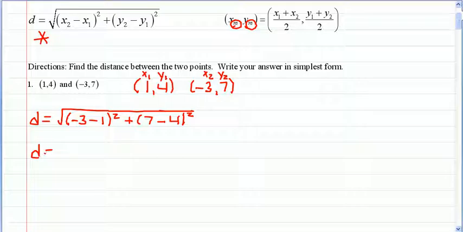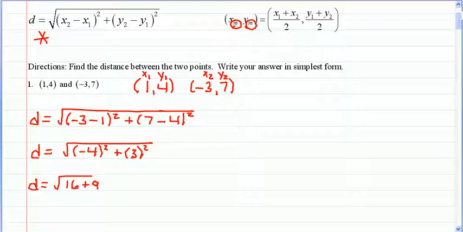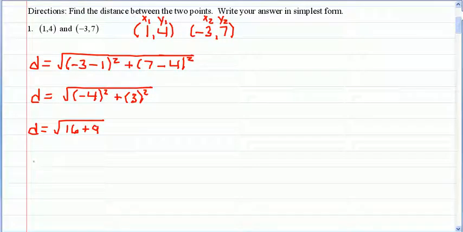So starting with the parentheses, negative 3 minus 1 is negative 4. Make sure you keep that number inside parentheses. 7 minus 4 is 3. And then when we square each number, we get 16 plus 9. And 16 plus 9 is 25. And we know that 25 is a perfect square. It breaks up to 5 and 5. So the distance between the 2 points is 5.